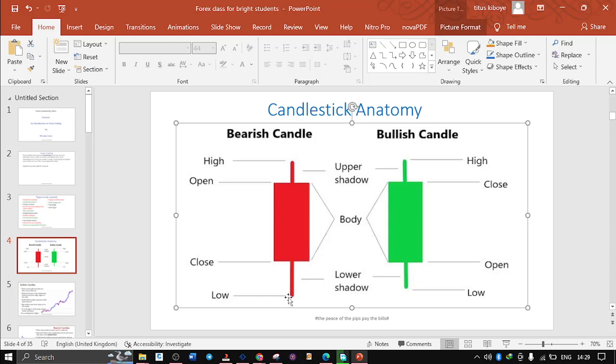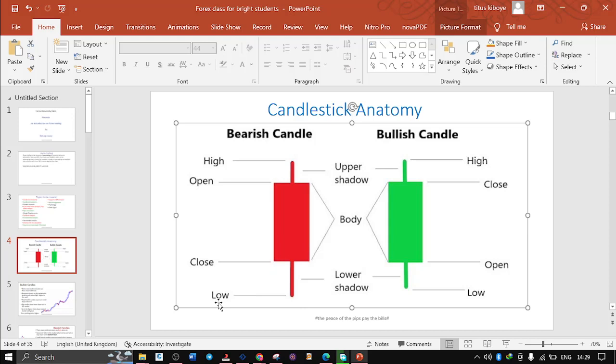We have the open. For the bearish candle, it opens above and closes below. Sellers push prices down, so it opens up and it closes down. So in its case, we have the open high. This top here is the open high price.